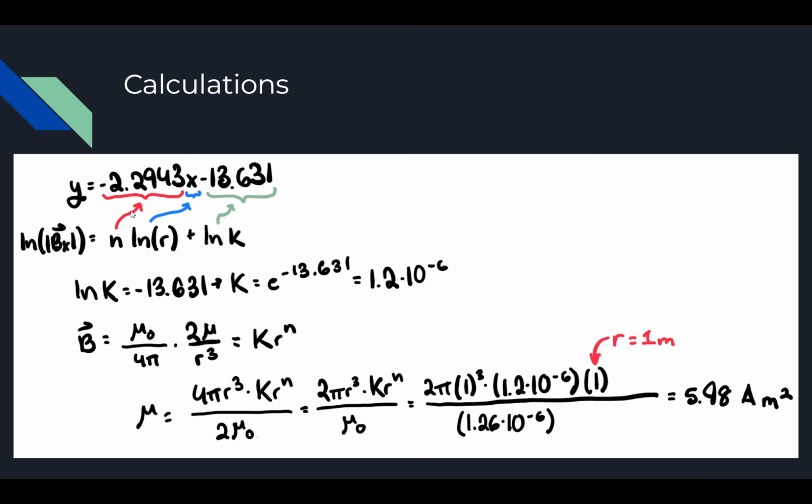As for the calculations, we use the equation from the graph as well as the distance dependence formula. We set n as the slope of this equation and then the natural log of k as the y-intercept. So we are able to solve for k, and then we set the Biot-Savart law equal to k r to the power of n to solve for the magnetic field. To solve for the magnetic dipole moment, we get 5.98 amps times meter squared.